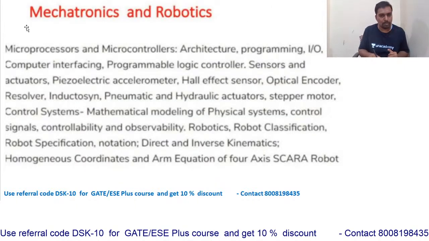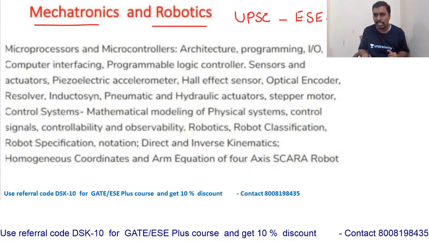The UPSC syllabus, we are here on Unacademy to teach mechatronics and robotics under the UPSC syllabus, the Union Public Service Commission Indian Engineering Service Examination for Mechanical Branch. They have introduced this, the introductory part happened in 2016, I think, 2017 onwards. 2017 onwards, this subject was introduced. Before that, this subject was not there.